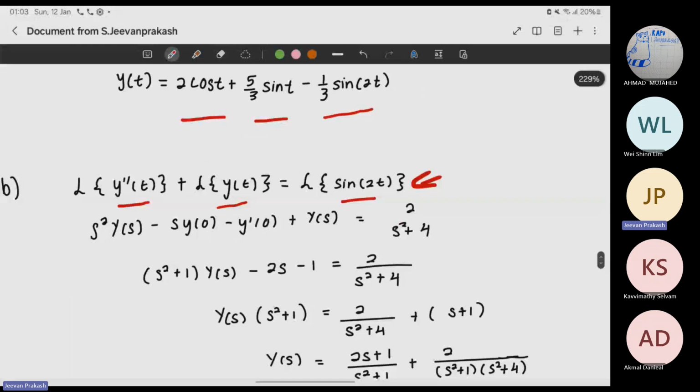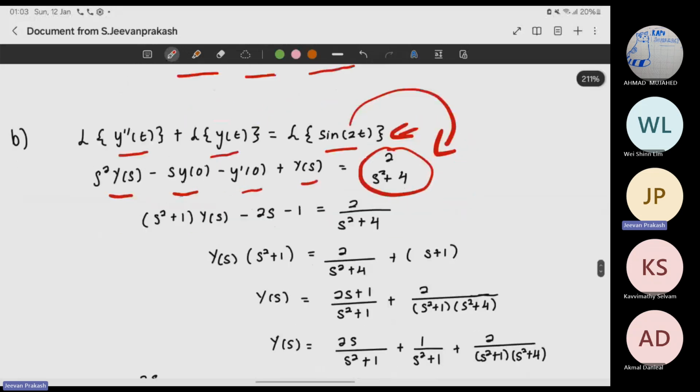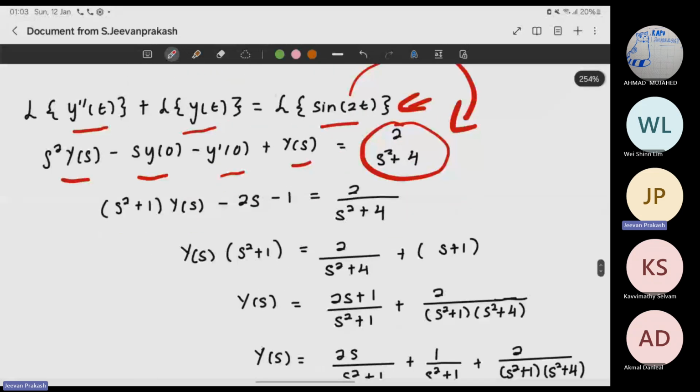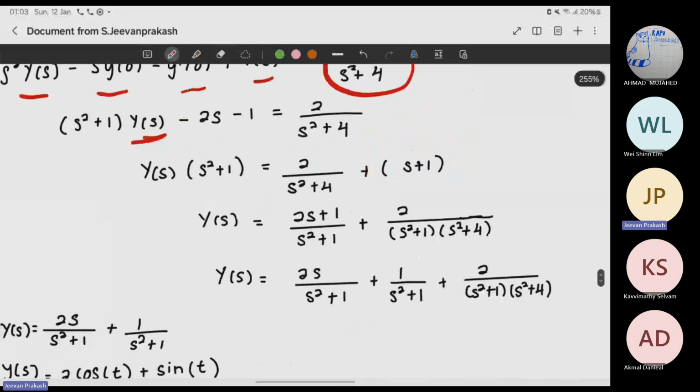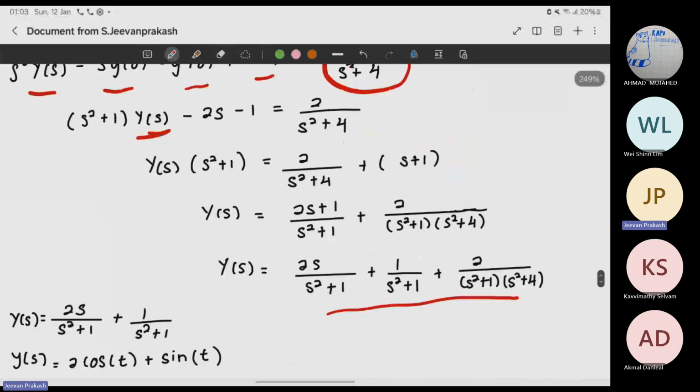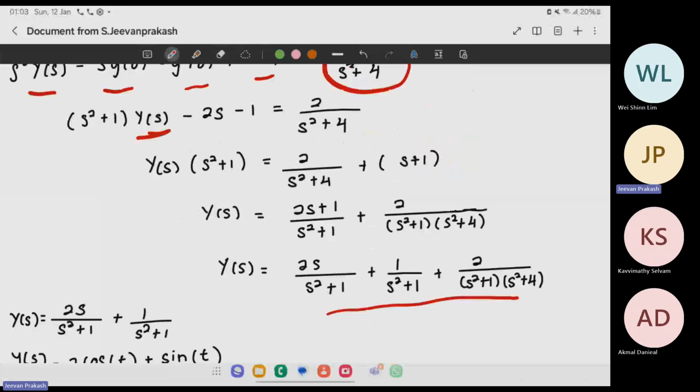So it will become s square Y(s) minus s y(0). This equation will be given in the sheet provided during the exam. Next, minus y prime 0 plus Y(s) equals 2 over s square plus 4. Next, make Y(s) the subject. So when we calculate, Y(s) will be 2s over s square plus 1 plus 1 over s square plus 1 plus 2 over (s square plus 1)(s square plus 4).